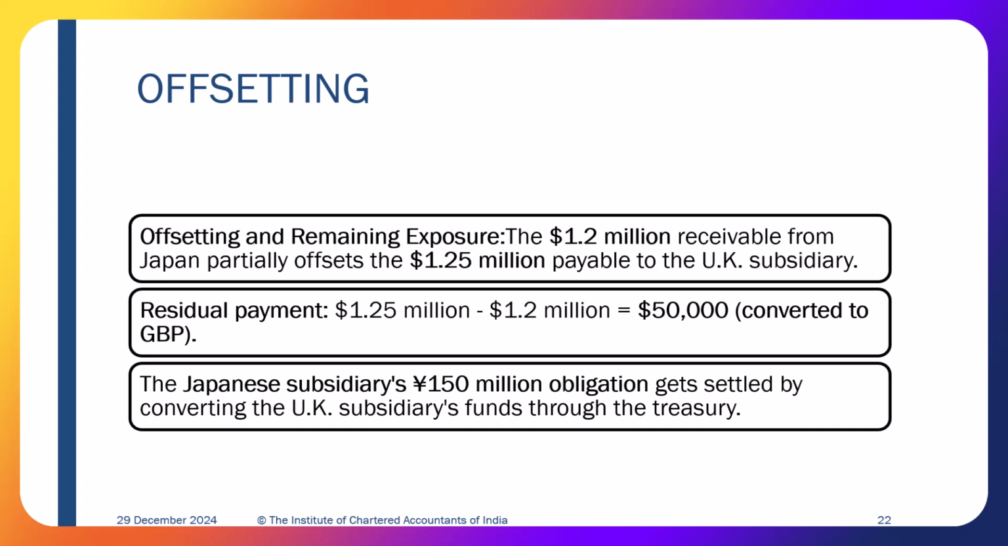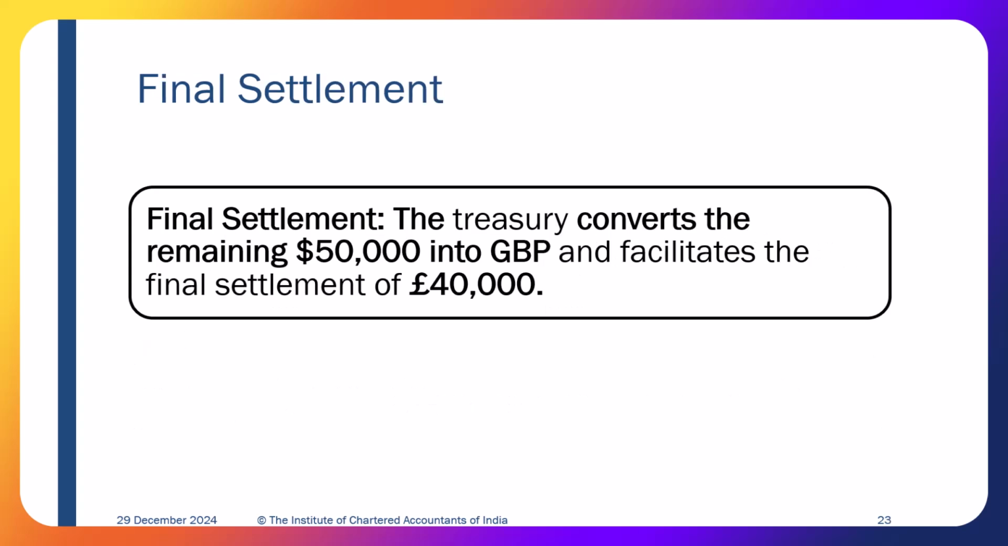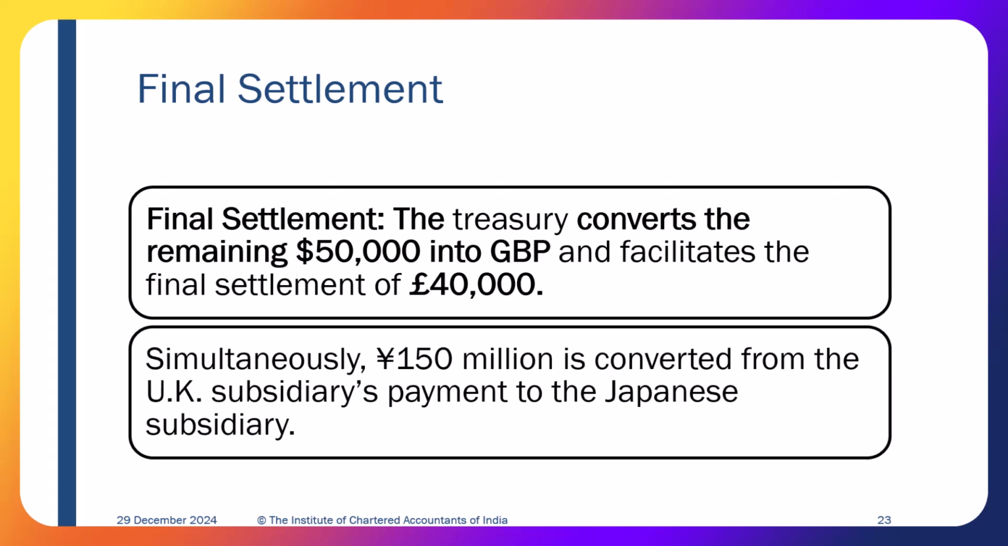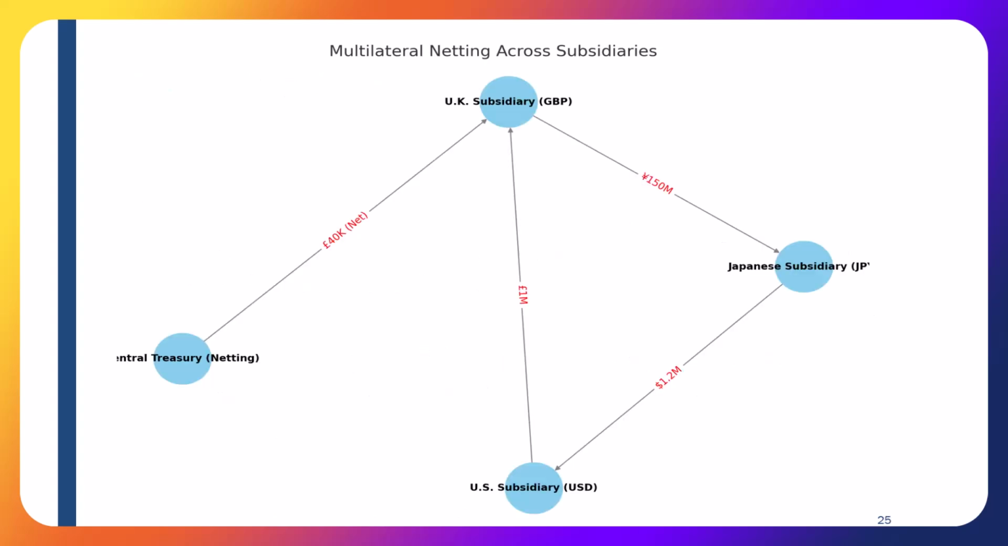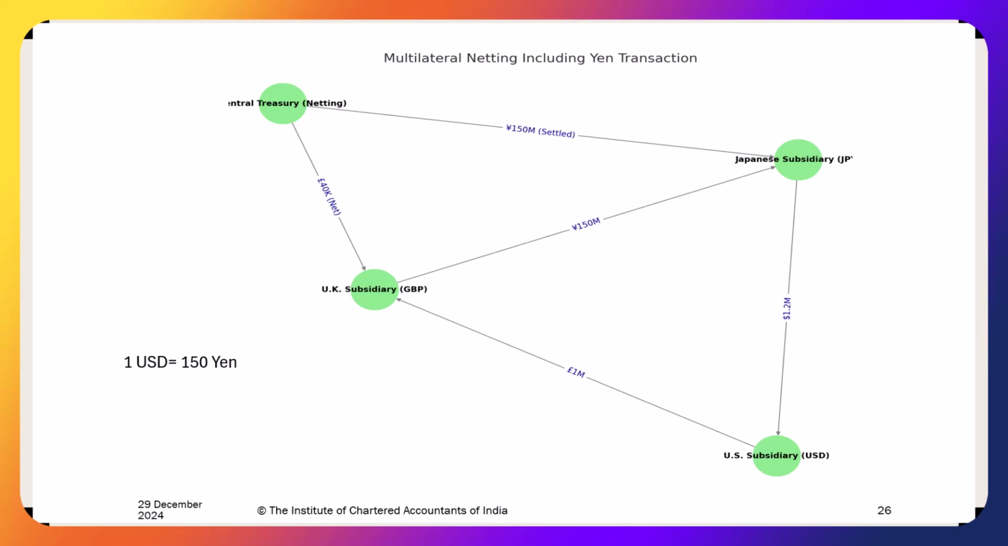So the final settlement will be only one transaction, involving only converting the dollars into pounds, that is 40, because the UK subsidiary has to be paid. Ultimately UK subsidiary को पैसा मिलना है. So simultaneously 150 is converted from UK subsidiary payment to Japanese. So this is the diagram ultimately. But मुश्किल है समझना इसको, मतलब दिमाग से लगा के समझना. ये देख लो, देखते हैं मैं बताऊँ.